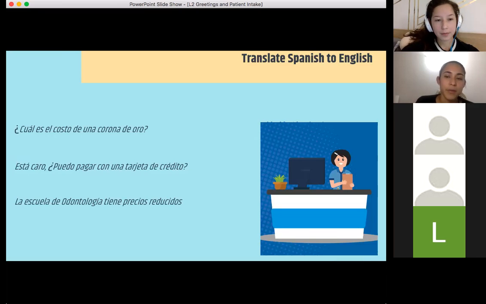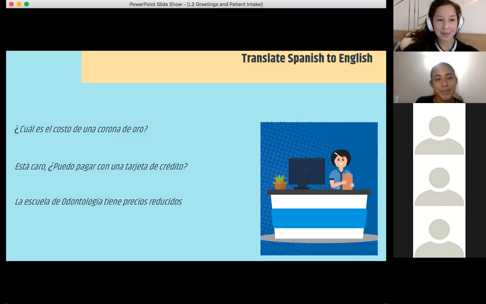Okay, now we have 3 more sentences that we would like to see if anyone can translate to English this time. So the first one is, ¿cuál es el costo de una corona de oro? And these have definite words that we haven't taught you guys, but let's see if we can use context clues to put it together. How much does a gold crown cost?